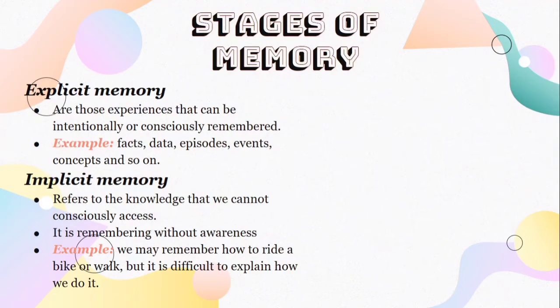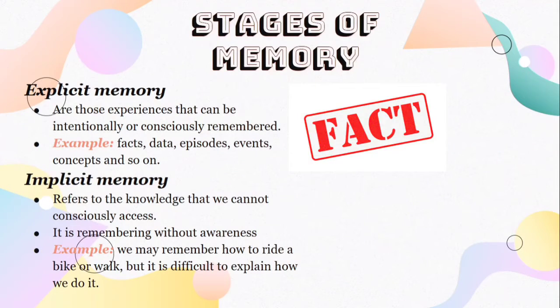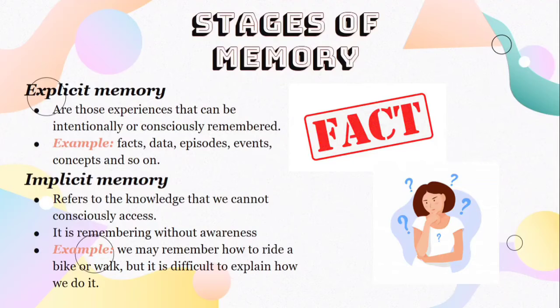Explicit memory refers to those experiences that can be intentionally or consciously remembered. For example, facts, data, episodes, events, concepts, and so on. Implicit memory refers to the knowledge that we cannot consciously access. It is remembering without awareness. For example, we might remember how to ride a bike or walk, but it is difficult for us to explain how we do it.